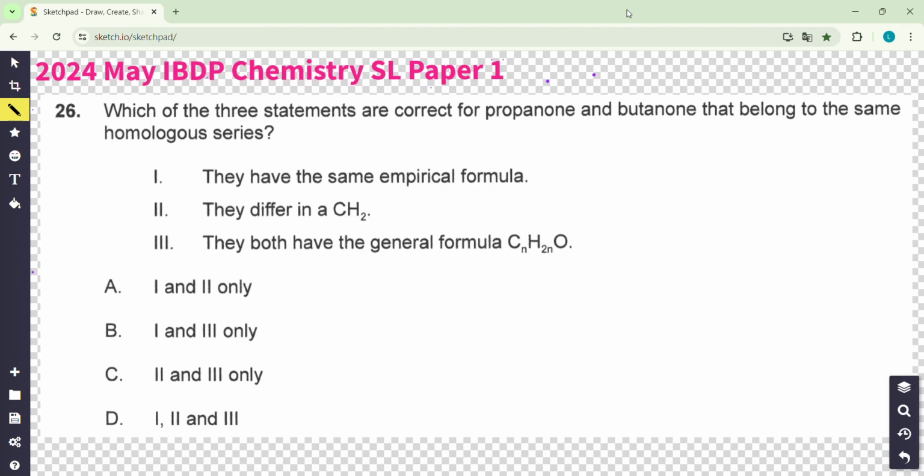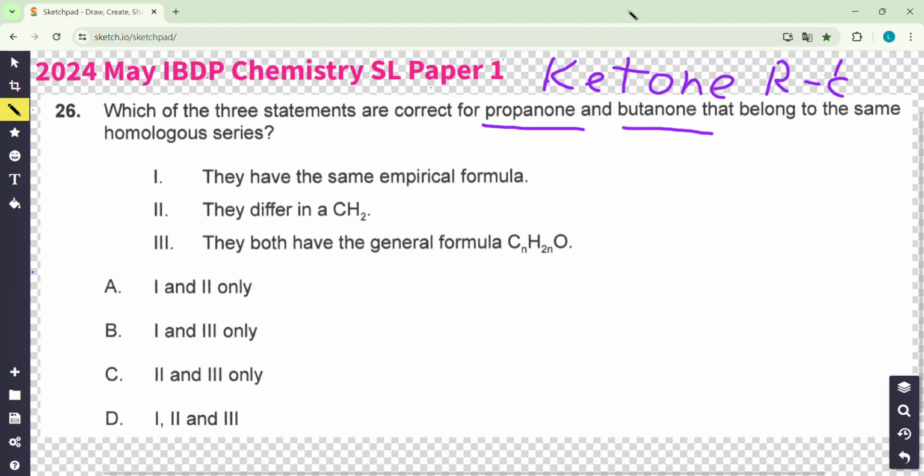Question 26 is about a functional group of organic compound. Propanone and butanone, you remember ONE, remember who are they? They are ketones, okay? Easy to remember, ONE, ketones. So it is R, C, double bond O, R, okay? So you can write them down actually.